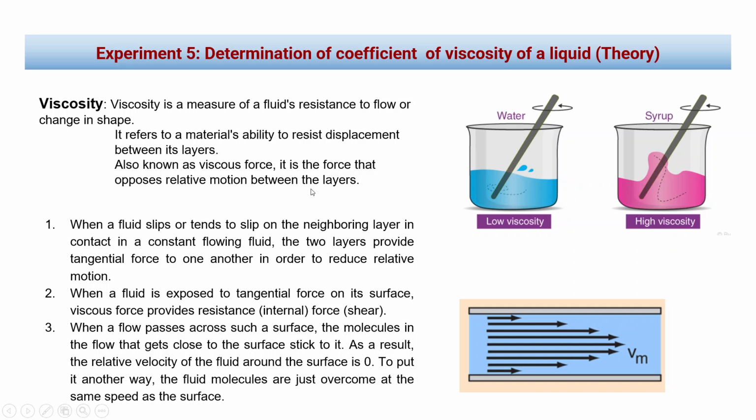So viscosity is a measure of a fluid's resistance to flow or change in its shape. By fluid we mean it could be a liquid as well as a gaseous form. So viscosity is a measure of a fluid's resistance to its flow, or if we are trying to change its shape, it resists that change. Viscosity refers to a material's ability to resist displacement between its layers. It is also known as viscous force. It is the force that opposes relative motion between the layers.